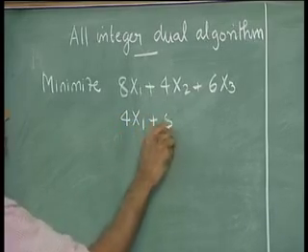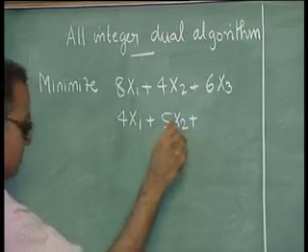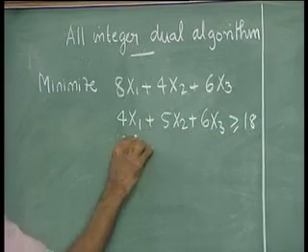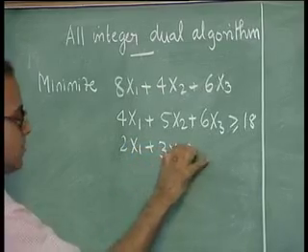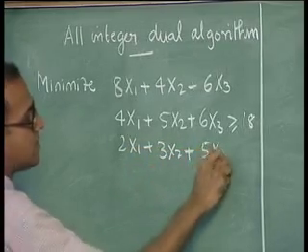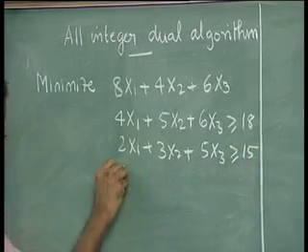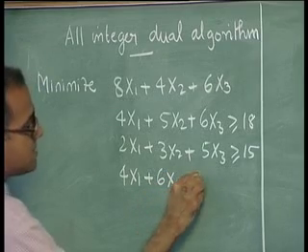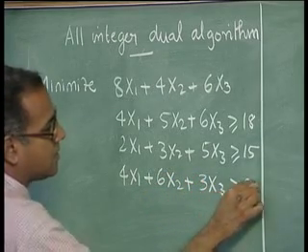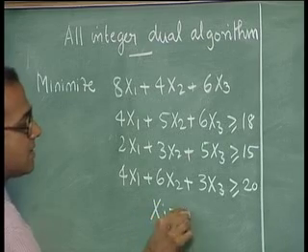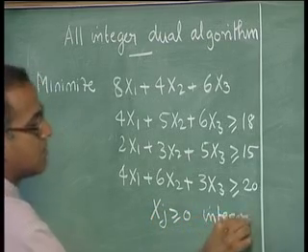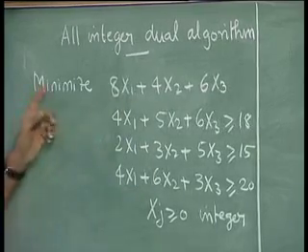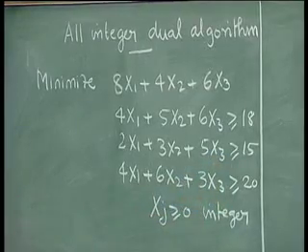subject to 4x1 plus 5x2 plus 6x3 greater than or equal to 18, 2x1 plus 3x2 plus 5x3 greater than or equal to 15, 4x1 plus 6x2 plus 3x3 greater than or equal to 20, xj greater than or equal to 0 and integer. Now this is exactly the opposite problem. It is a minimization problem with all constraints greater than or equal to type.